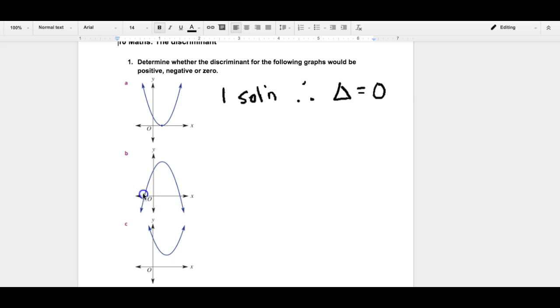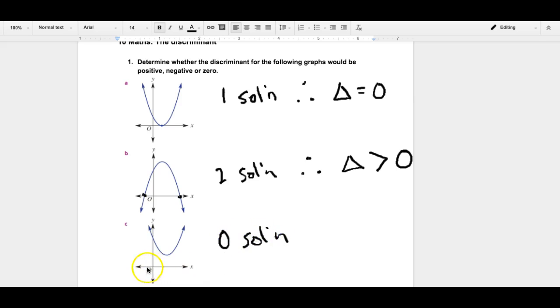Here we have two solutions, so two x-intercepts, therefore your discriminant is greater than 0. Greater than 0 just means it's positive, so under your square root sign, you have a positive number. And here we have 0 solutions, because nothing is crossing this x-axis, therefore your discriminant is less than 0. If something's less than 0, it means it's negative, and remember we can't take the square root of a negative number.